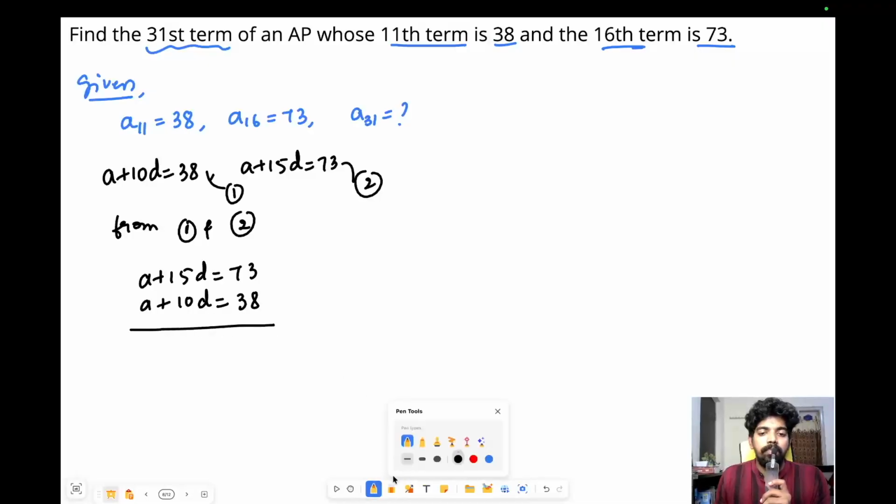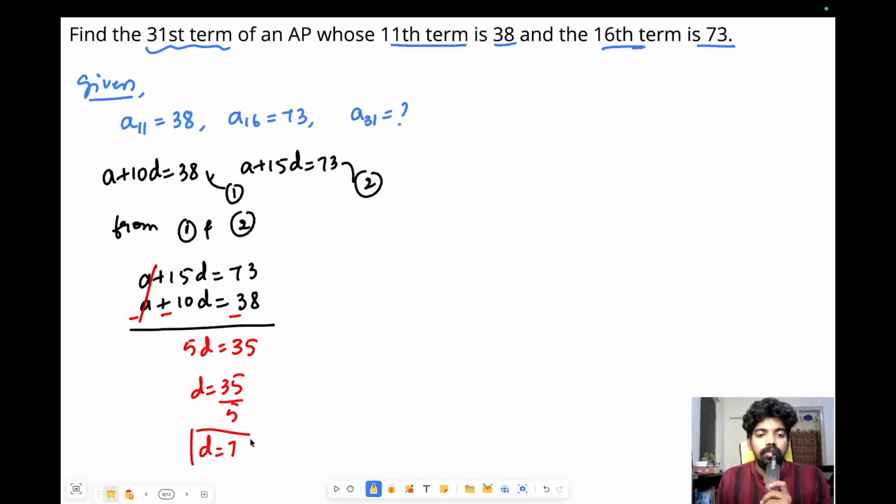While subtracting, the signs will change: minus, minus, minus, plus. A minus A will get cancelled. 15D minus 10D is 5D. 73 minus 38 is 35. So D is equal to 35 by 5. The common difference D is equal to 7. Okay? Let us apply this value in any one of the equations.